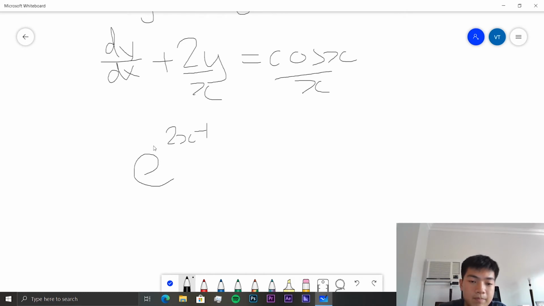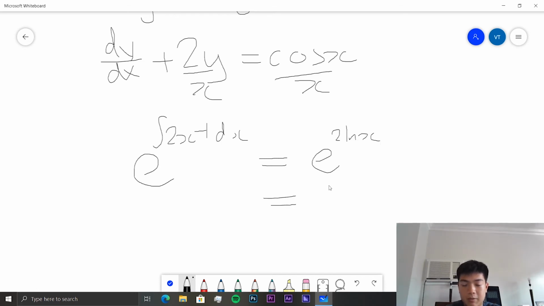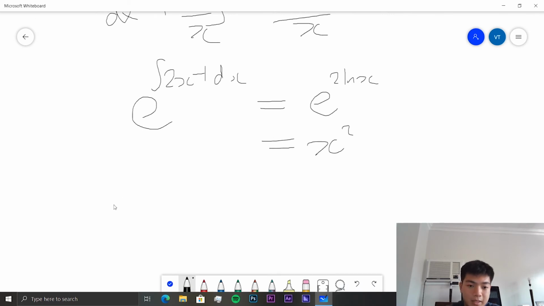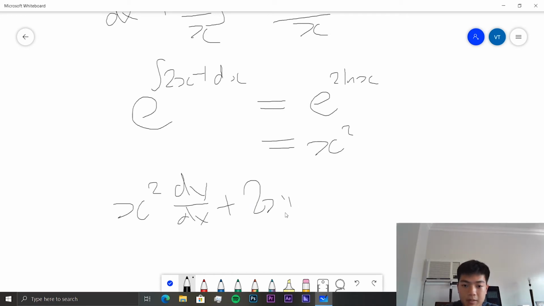The integral of this at least. So this should be equal to e to the 2 ln x, which is equal to ln x squared. So this is x squared. So we have to multiply everything by x squared. So this is actually x squared dy over dx plus 2xy, which is probably why we have to multiply by x squared, is equal to x cosine x.